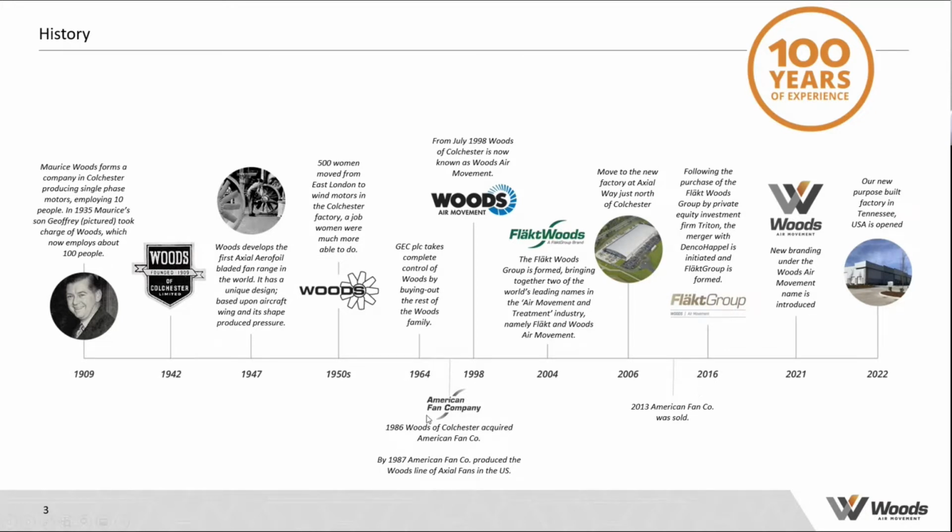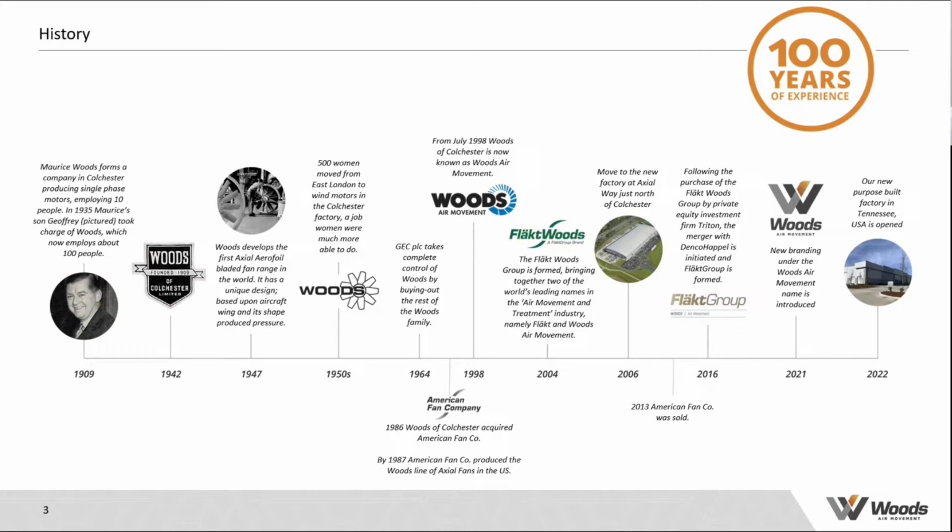In 1986 was when Woods first entered the US market. So we acquired American Fan Company, who some of you might be familiar with. And from 1986, they were selling the Woods product and the JM Axial ranges into the US market.